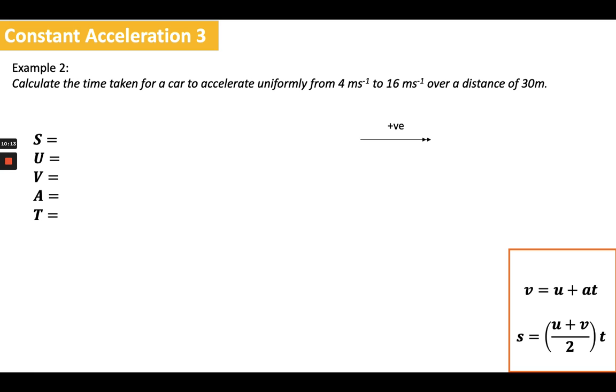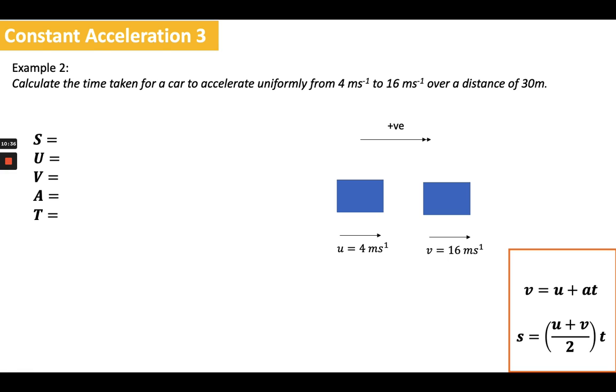Again, I've got a car that accelerates uniformly from 4 meters per second to 16 meters per second. And it says that's over a distance of 30 meters. This is just a diagram that's showing me. I know what the initial is, I know what final is. You don't even really need to put these on here. It's just showing us that this is how this car is moving. That diagram will help us to visualize what's happening.